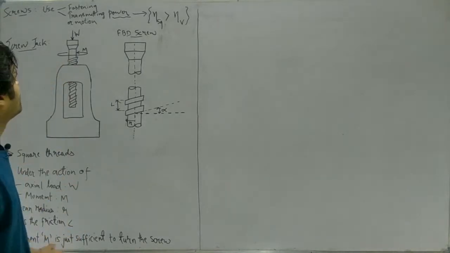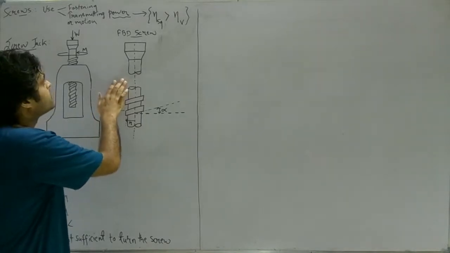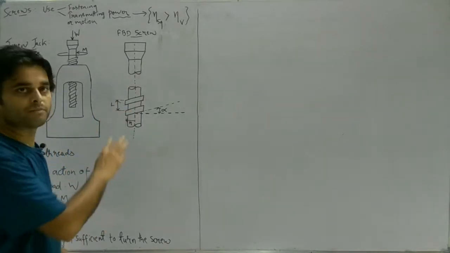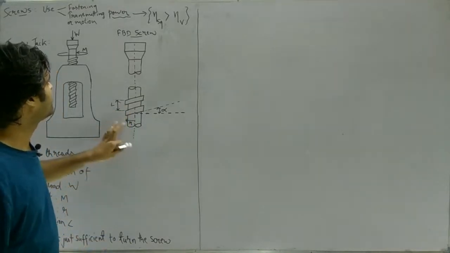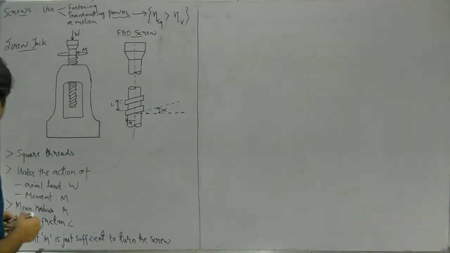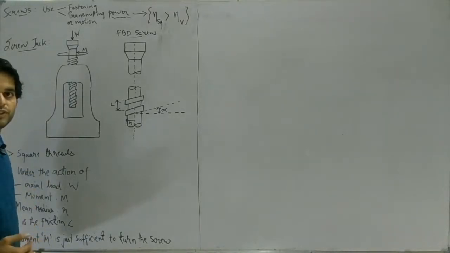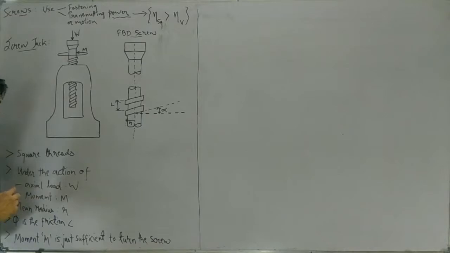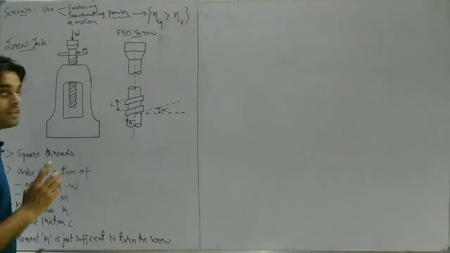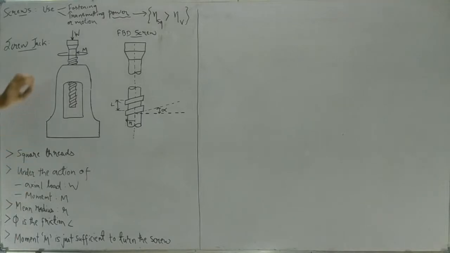Now here I've shown the free body diagram of the screw, but I haven't marked the forces yet, so we'll do that in a bit. But before we do that, we see here that the screw has square threads, as we know that square threads are the most efficient for transmitting power. Now the screw is under the action of an axial force W and a moment M. So this force and the moment are applied on the screw.